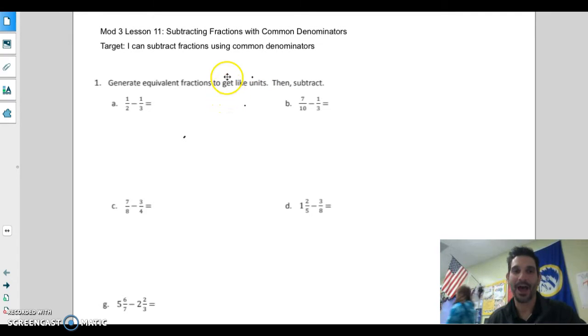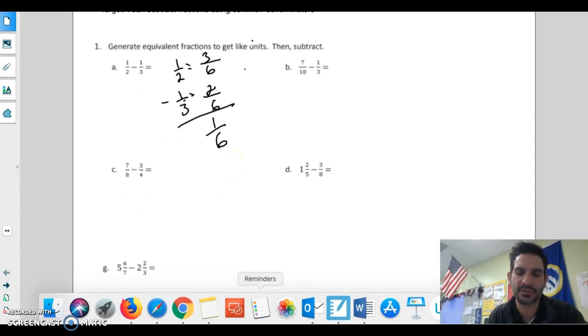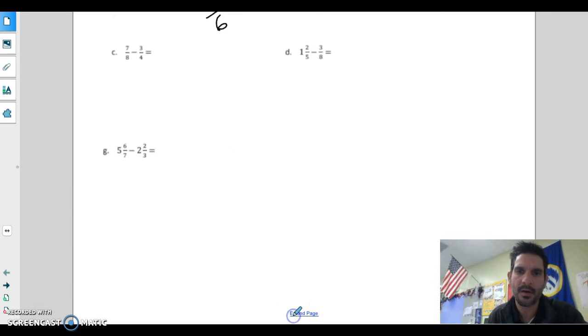All right, so today we're going to be subtracting fractions with common denominators. I can subtract fractions, basically common denominators. So I'm going to do 1/2 minus 1/3. Common denominator is, okay, so back to what I was saying. I'm going to make this 6. 6 times 2, 3, 1, 6. Okay, that wasn't too challenging, so let's try to find one that's a little more complicated.